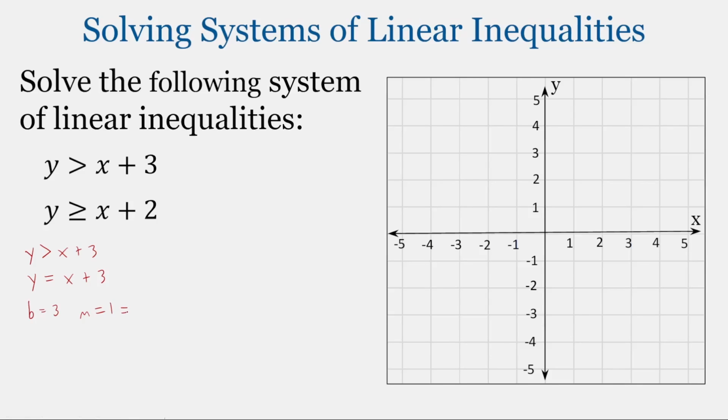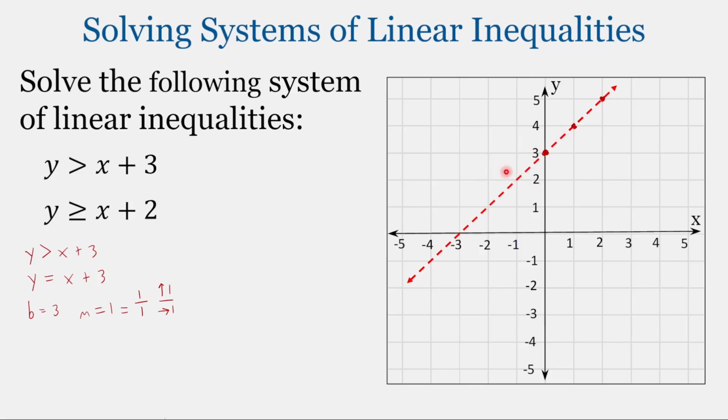So to help us graph this, a slope of 1, we could rewrite this as a fraction. The fraction would be 1 over 1. So that means we're going to go up 1 and to the right 1. So starting at that y-intercept of 3, we're going to go up 1 to the right 1. Let's do it one more time, up 1 to the right 1. And then with these 3 points, we can graph our boundary line.